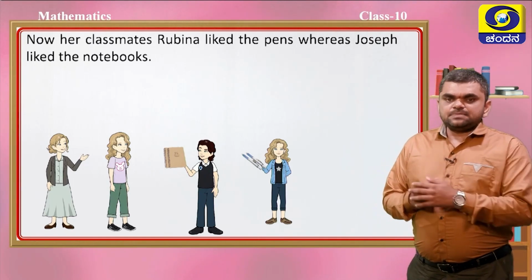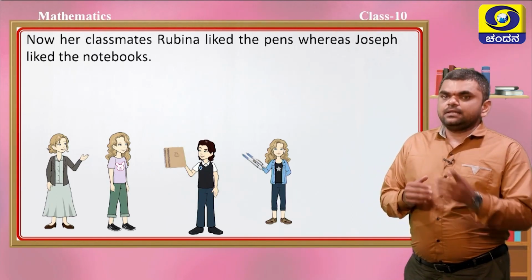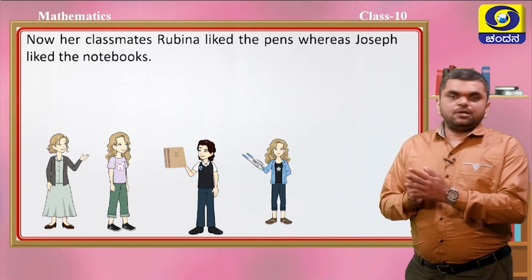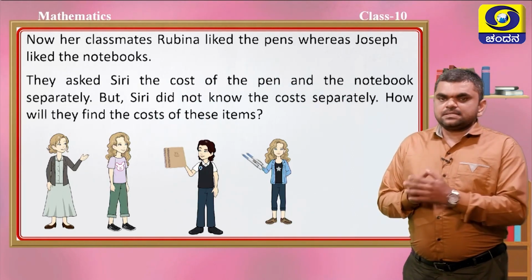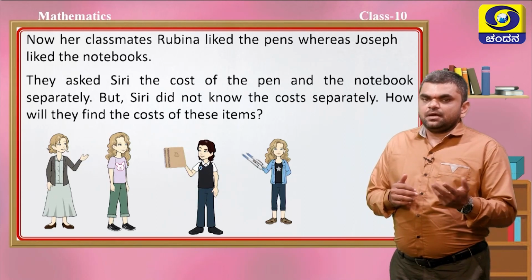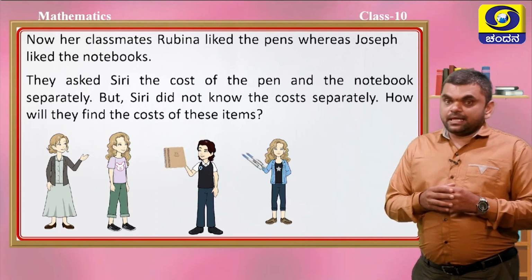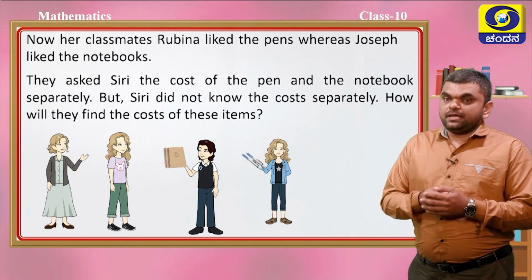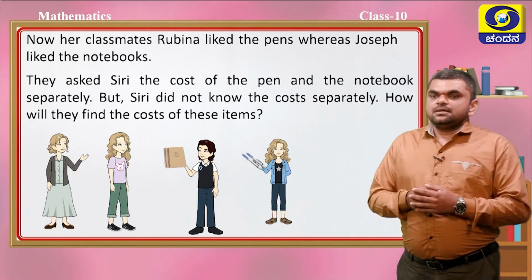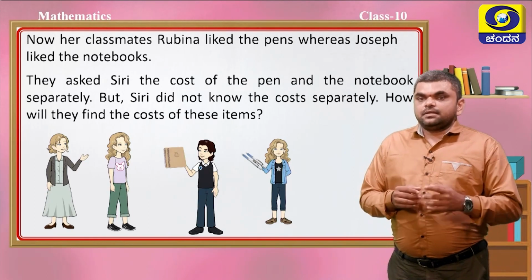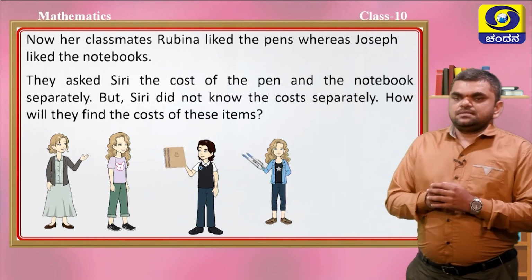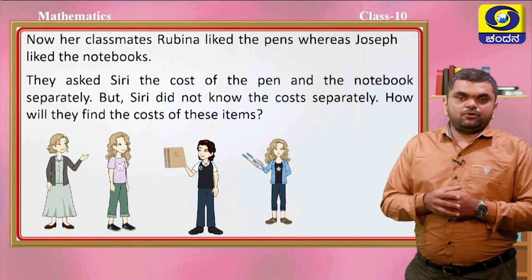Now her classmate Rubina liked the pens whereas Joseph liked notebooks. They asked Siri what the cost of the pen and the notebook is separately so that they can purchase easily. Siri did not note the cost separately. Even Lakshmi did not note the cost separately. But they have to find out the costs separately. How can they find that out?